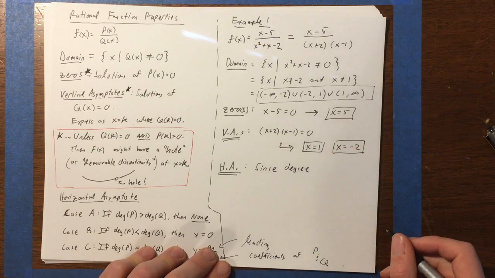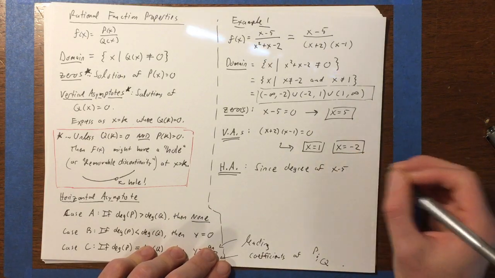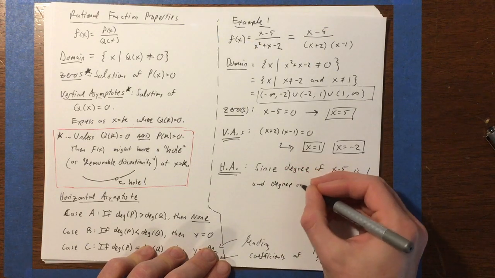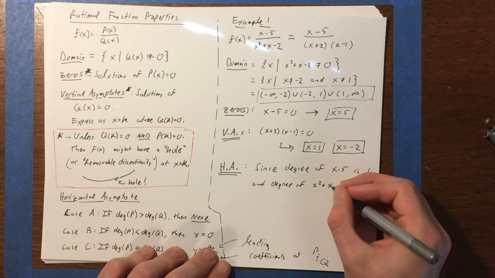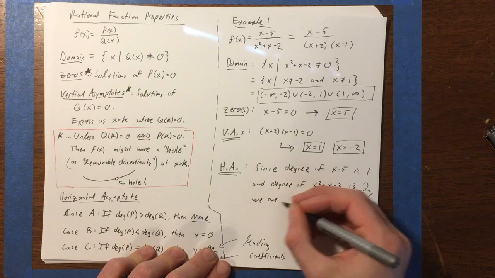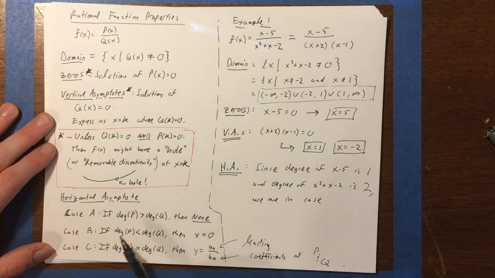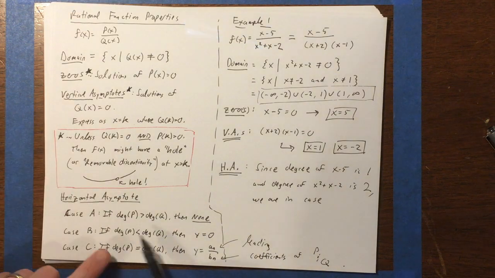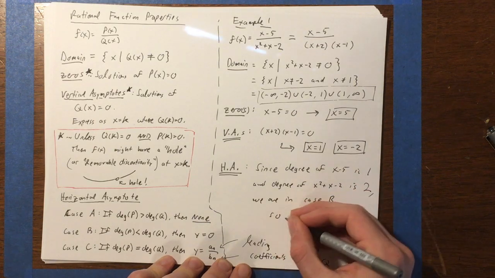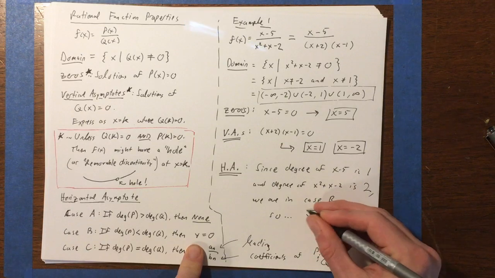Okay, so in this case, since the degree of x minus 5, the numerator, is 1, and the degree of the denominator, x squared plus x minus 2, is 2, we are in which case? Let's see, the denominator is the one with the higher degree, so that would be case B right here. Degree of P is less than degree of Q. Case B. So that means we do have a horizontal asymptote in this case, and it is y equals 0.